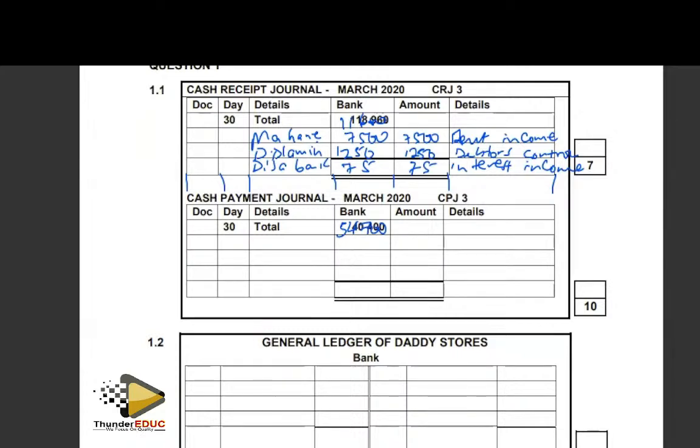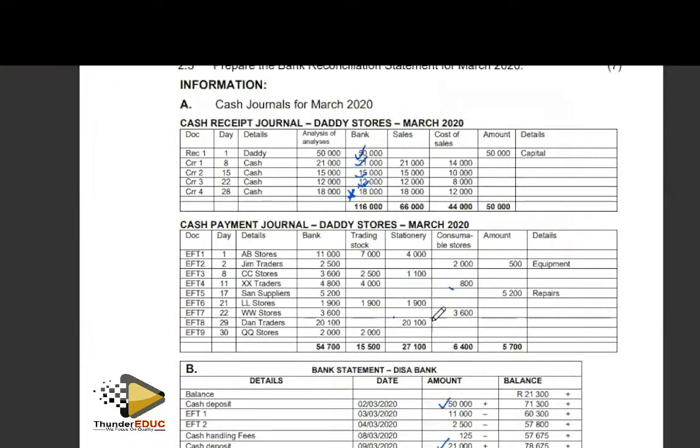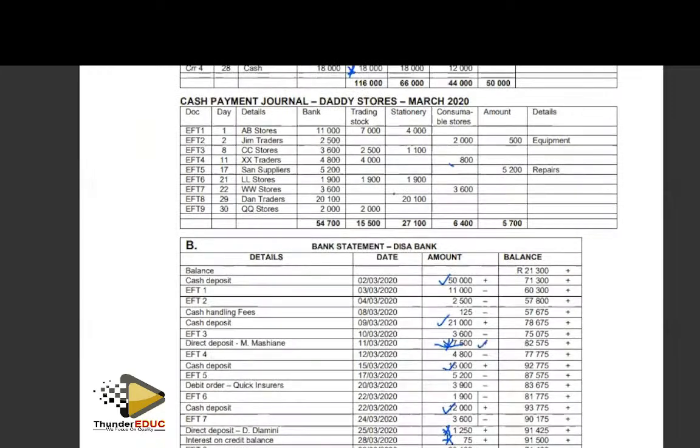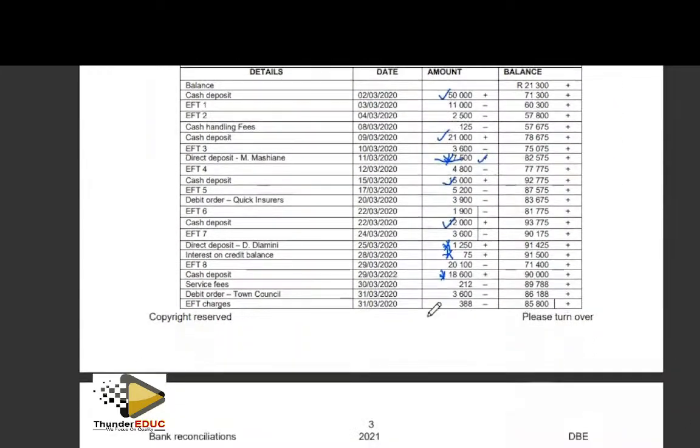Now we need to check if we received anything else. Let's check here. Remember, we are recording what was on the statement, and we never recorded it in our books. So when I check here, 18,600, we never recorded it. It was a cash deposit. So we need to check.